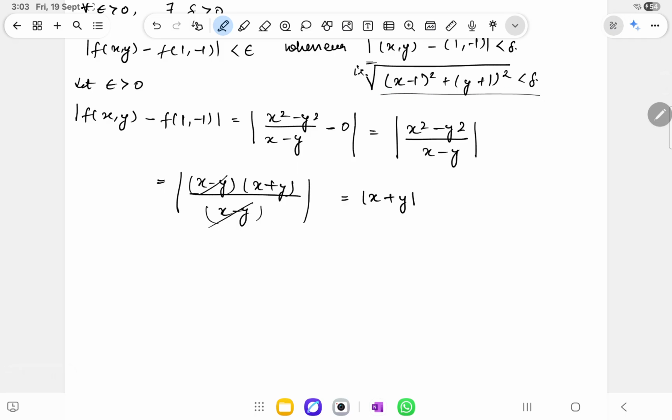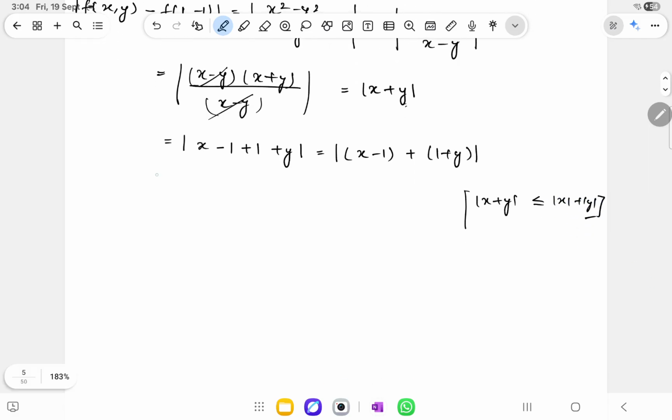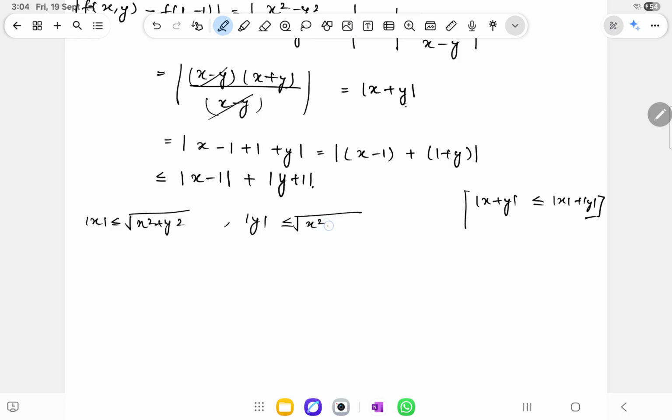So to get this, I'll add and subtract 1. This gives me modulus of (x minus 1) plus (1 plus y). And we know that modulus of x plus y is less than or equal to modulus of x plus modulus of y, the triangle inequality. So if I apply that, I get modulus of x minus 1 plus modulus of y plus 1. And we have seen a relation that mod x is less than or equal to square root of x square plus y square, and likewise mod y is less than or equal to square root of x square plus y square.